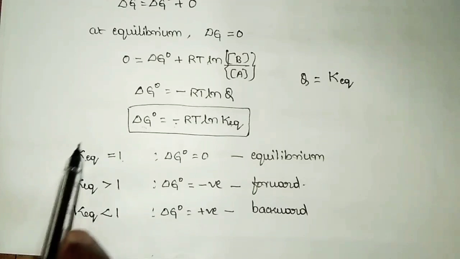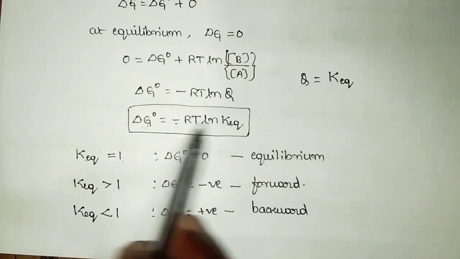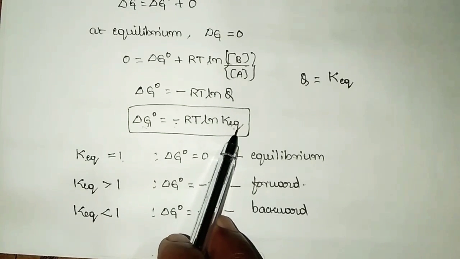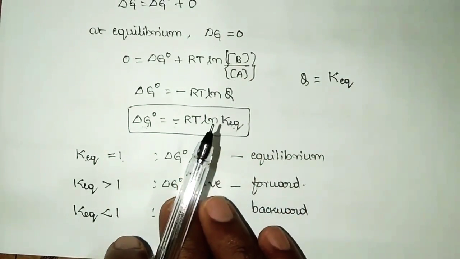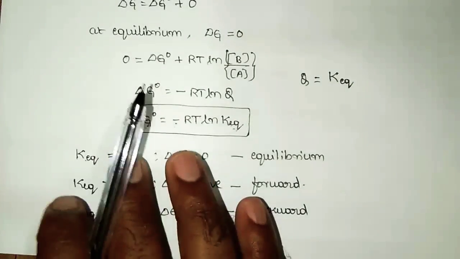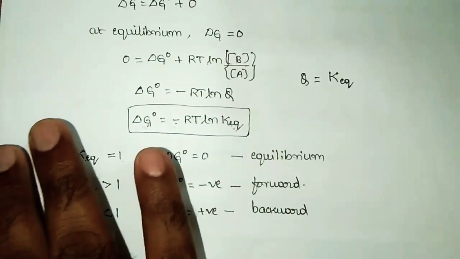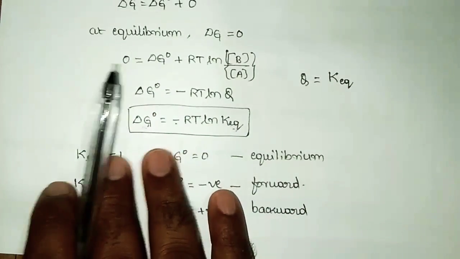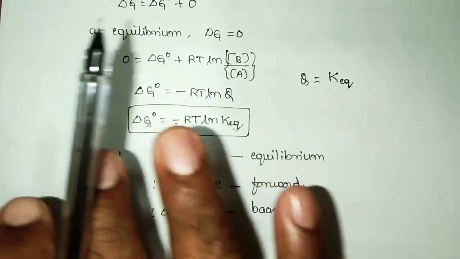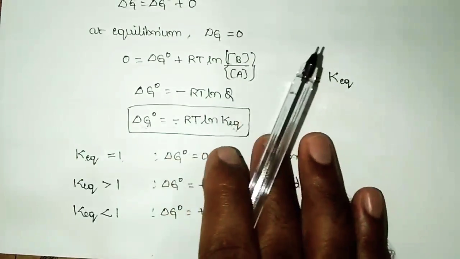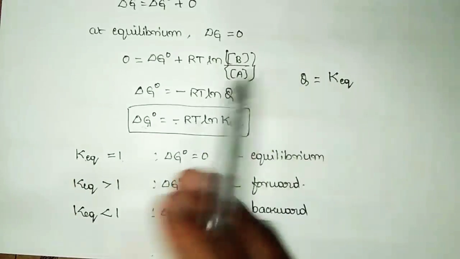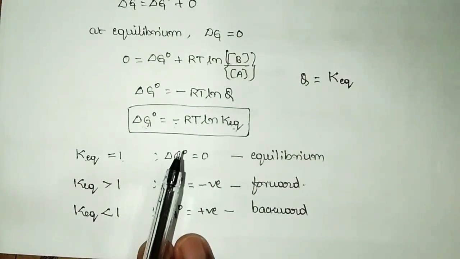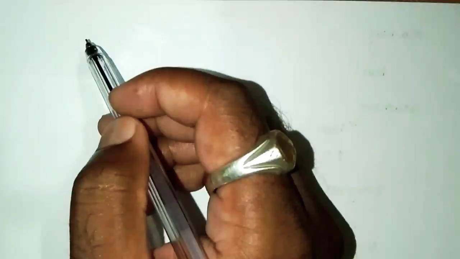So in this way, by relating the value of standard free energy change as well as the equilibrium constant for the chemical reactions that occur in biological systems, we can judge whether a particular cellular activity or cellular reaction is spontaneous, non-spontaneous, thermodynamically favorable or not. All these things can be observed.